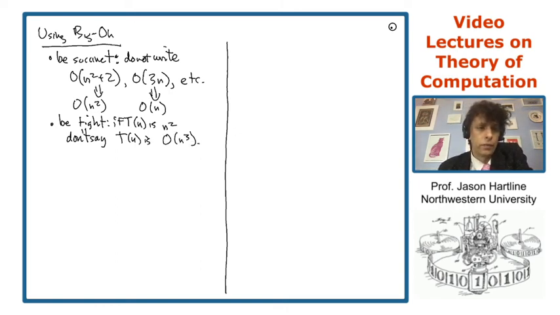Great. So two things to look out for when using big O notation are to be succinct and to be tight. Don't write stuff that could be further simplified, and don't give bounds that are loose when you could very straightforwardly give a better bound.